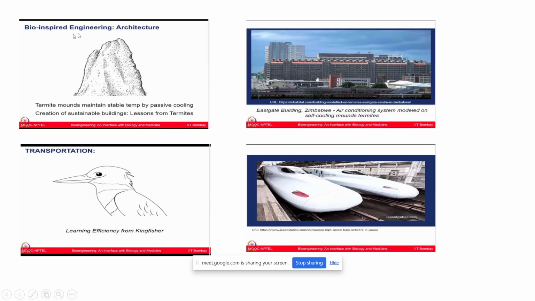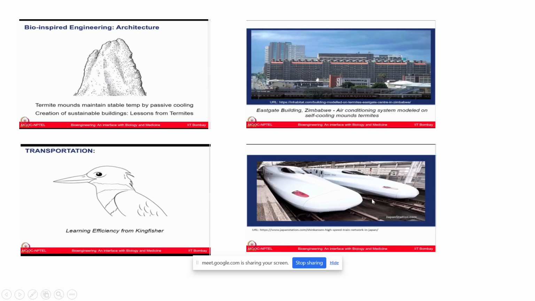One of the examples was bio-inspired engineering for architecture. You might have seen termite mounds in general which termites build, but if you look at these mounds, the internal temperature is generally maintained and cool in nature. So in one of the buildings in Zimbabwe, called the Eastgate building, they have utilized a similar concept and tried to make a self-cooling system inside the building itself. So this was biologically inspired, and engineers used it to make it much more economical to keep the internal environment of the building cooler.